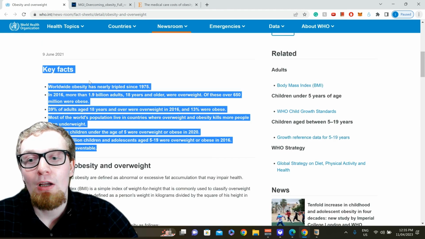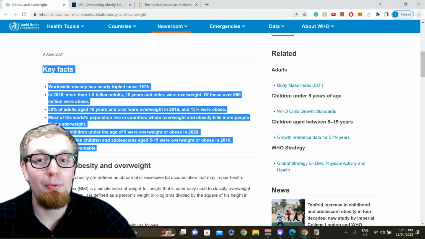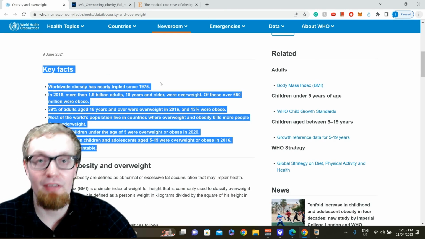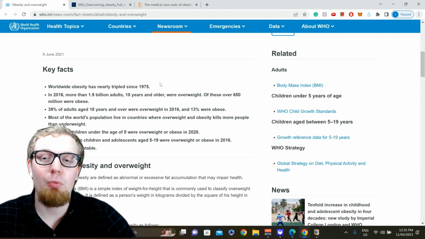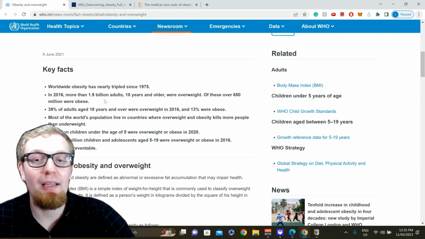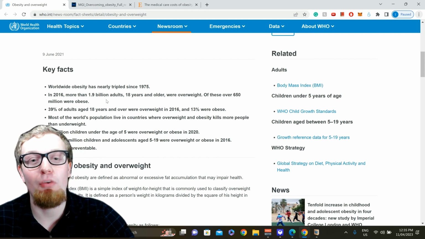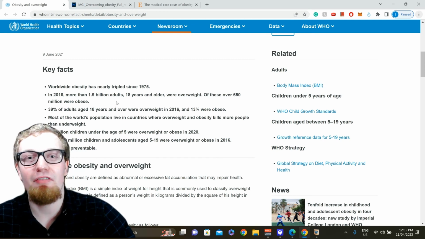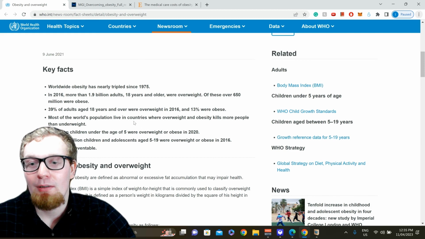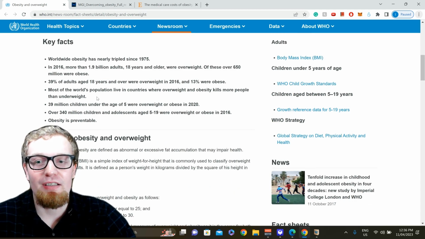Okay. And I just want to look at a few stats that I have here. Okay, so we can look here. So worldwide obesity has nearly tripled since 1975. Okay, this is very concerning stuff. In 2016, more than 1.9 billion adults 18 years and older were overweight. Of these, over 650 million were obese. Okay, and you can imagine the economic burden for this.